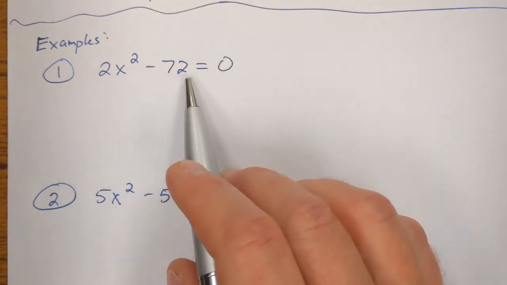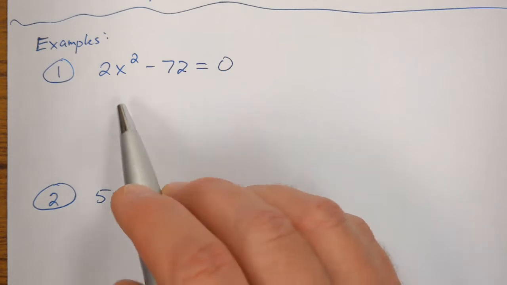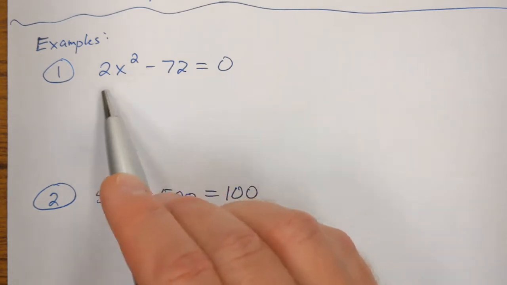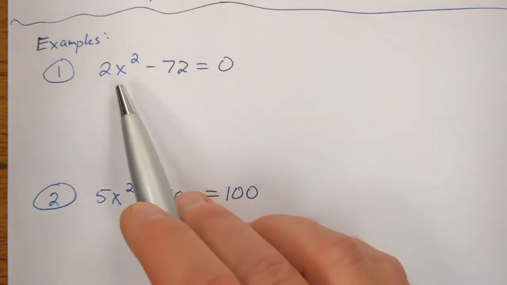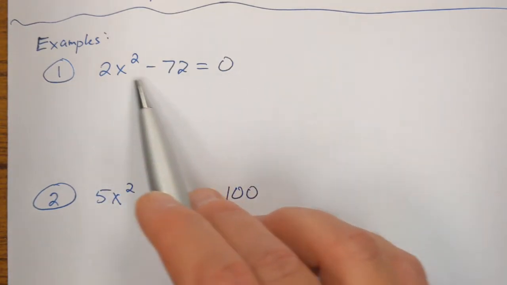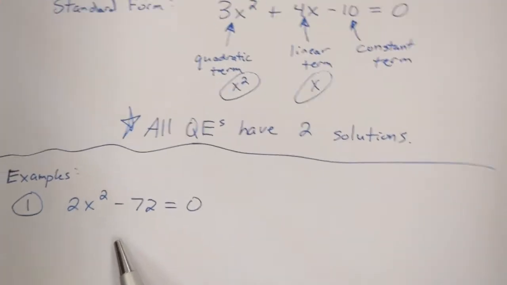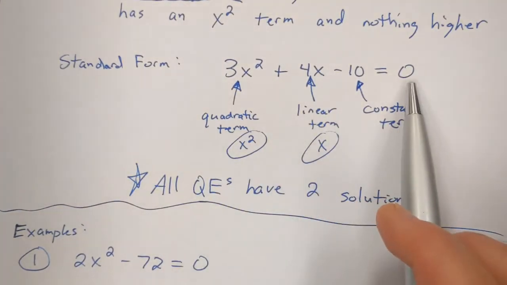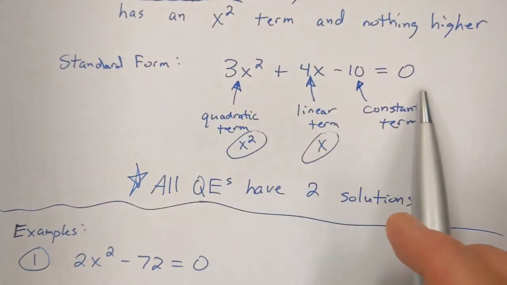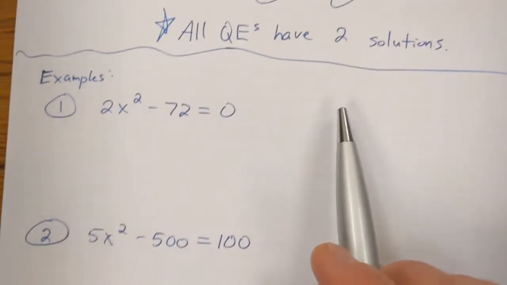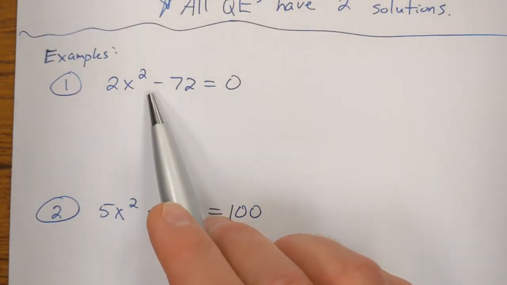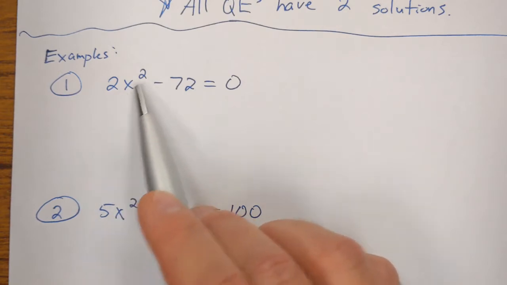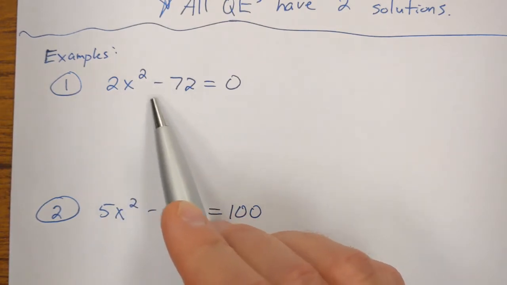2x squared minus 72 equals 0. Now we know this is quadratic. It's got the x squared and nothing higher than that. But you'll also notice it's kind of hard to say whether this is in standard form or not because it's missing something. So remember, here's the standard form of a quadratic equation. Well, this is kind of in the proper order, but it's missing a linear term. This equation has an x squared, but it doesn't have an x term.